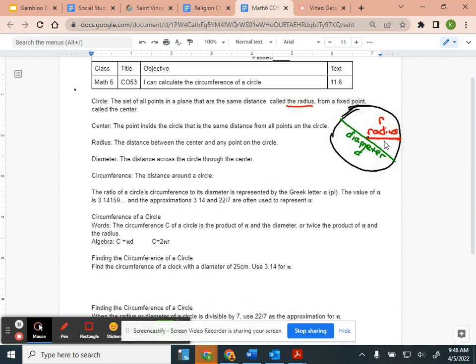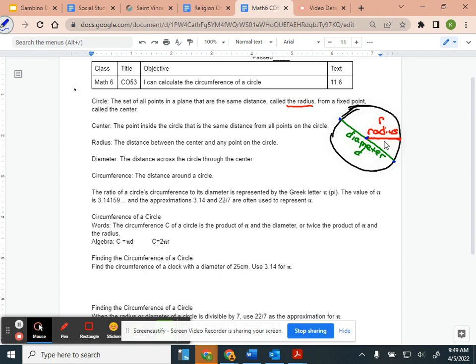Yes? So to find the diameter, if you already have the radius, can you just multiply the radius by 2? Yes. The diameter is 2 radiuses because from the center to this point is 1 radius. From the center to this point is another radius. So if you have the radius, you can find the diameter by multiplying by 2. If you have the diameter, how can you find the radius, Gabby? Yeah, you divide by 2. So the diameter, if you cut it in half, you would have a radius.